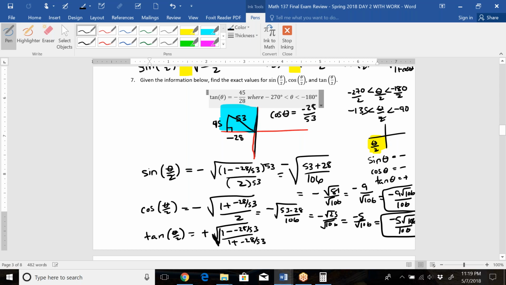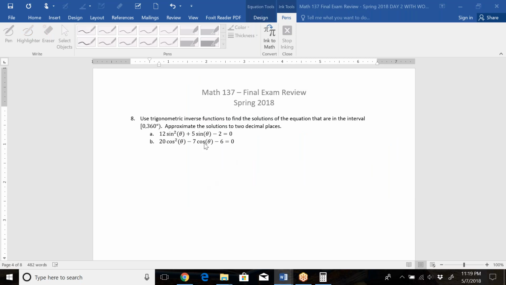And then lastly, you could work this one out, or you could just realize that it's going to be sine over cosine again. So this is positive, and it's going to be square root of 81 on top and square root of 25 on the bottom. So it's 9/5. And that's it for that one. Okay, and this is going to be the end of this video.